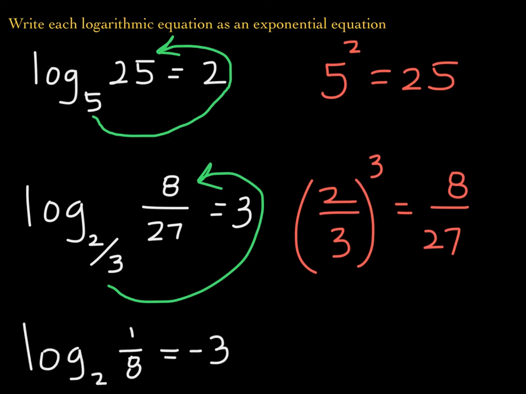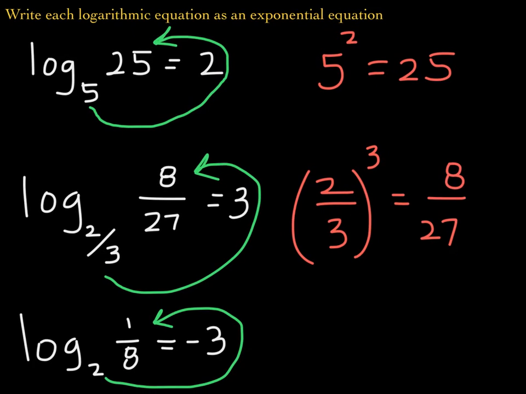One more for you. Log base 2 of 1/8 is equal to -3. Just remember that the base has to be positive, and it is, and the argument has to be positive, and it is. This is the exponent. That's allowed to be any real number. So if you do your little tail trick here, you'll get 2 raised to the -3rd power gives you 1/8, which is true. So that's how you can rewrite a log equation as an exponential equation. Now let's go the other way around.